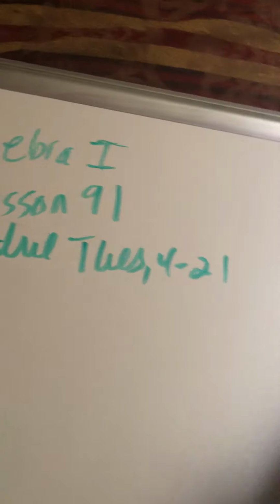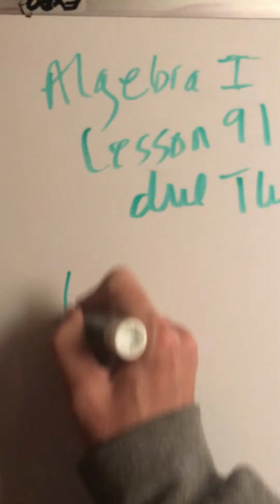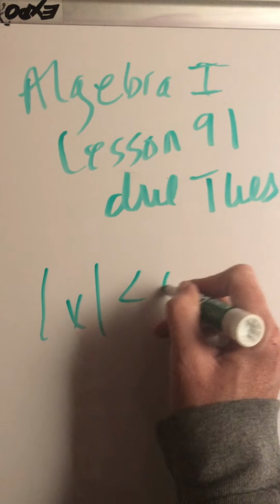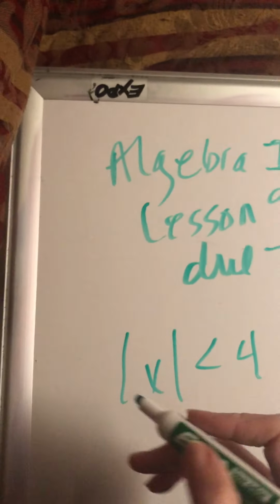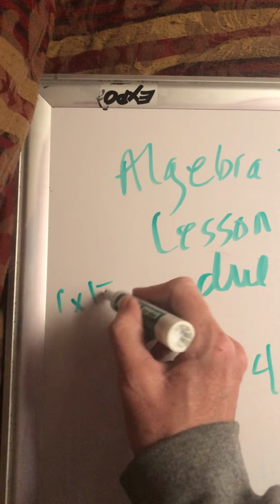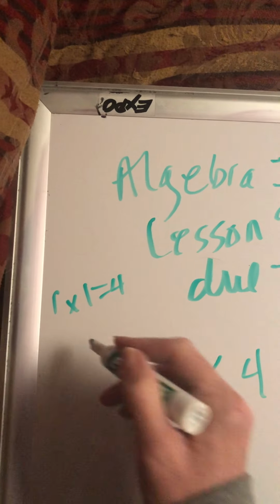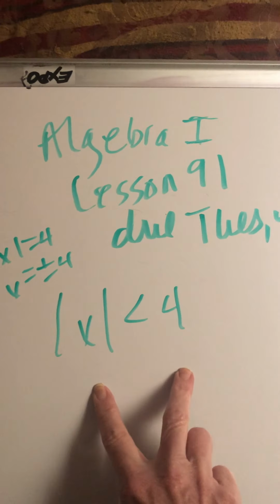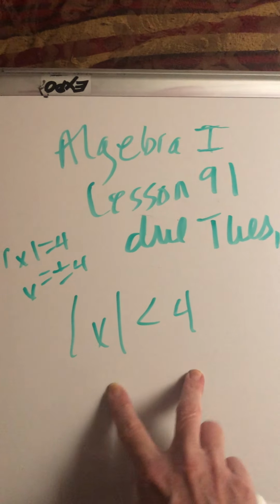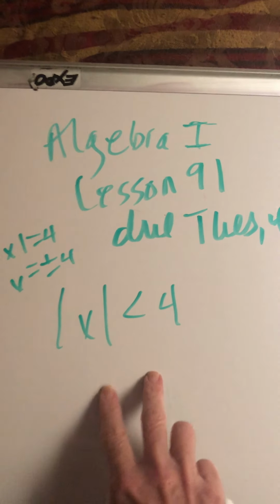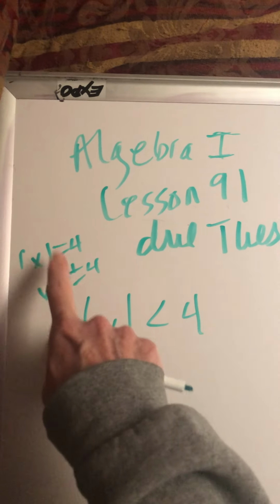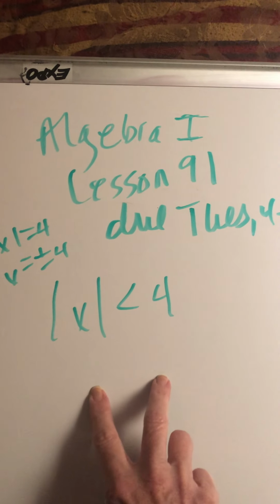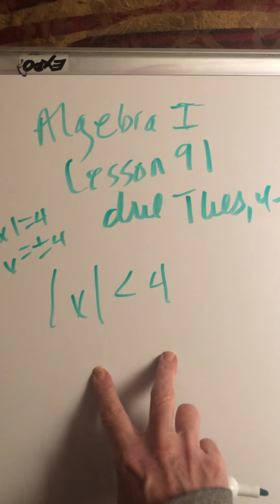Okay, so in lesson 91, we're dealing with absolute value again, but we're dealing with absolute value inequalities. So you're going to see something like this, absolute value of x less than 4. So just as a reminder, if I have absolute value of x equals 4, x can be plus or minus 4. So you're doing the same thing here. You're going to have a plus or minus 4. The difference between this one and when it's equals is the way you write your answer. And you also have to graph this, okay?